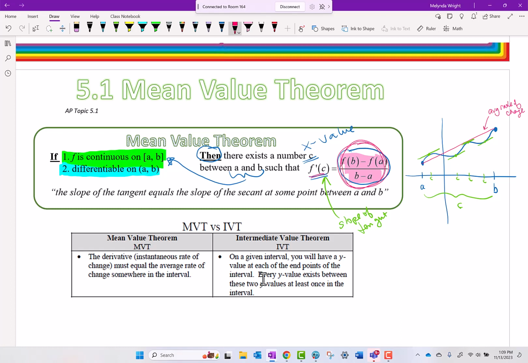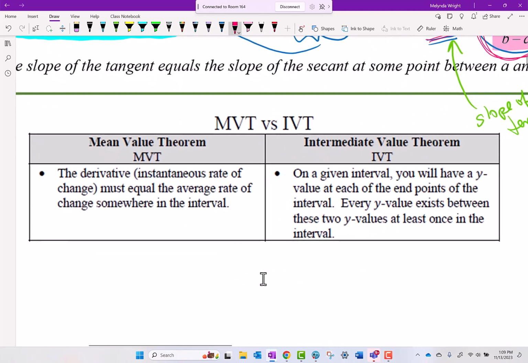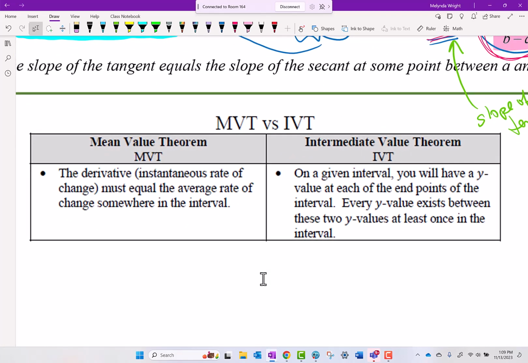So bringing that up, I do want to talk about the difference between MVT and IVT because they are sometimes confused. So I have this little box right here where we're going to dig in and see what is the difference. How do I know which one to use? Because like I said, these are usually the most confused ones. Some people use one versus the other incorrectly. So let's talk about it.